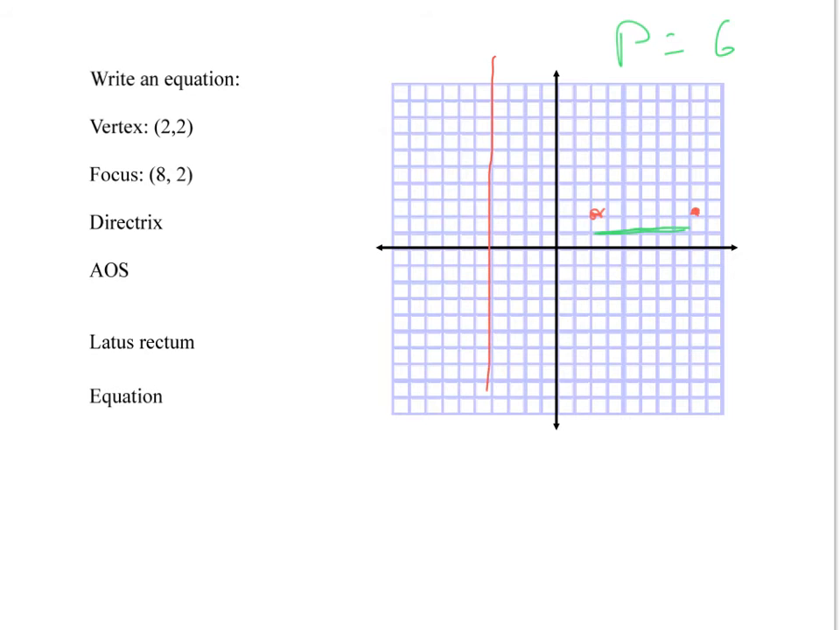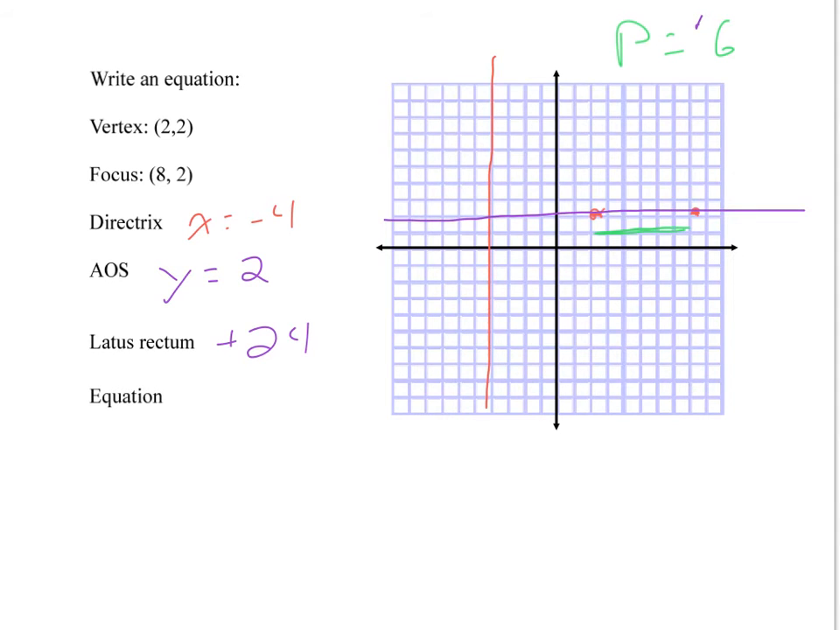Right here. So my directrix is x equals -4. My axis of symmetry is going to be this line in purple right here. Okay, so my axis of symmetry is y equals 2. The length of my latus rectum is going to be 4p. Well, p is 6, so this is going to have a length of 24. That's positive 24, which means it goes 12 to either side of my vertex.